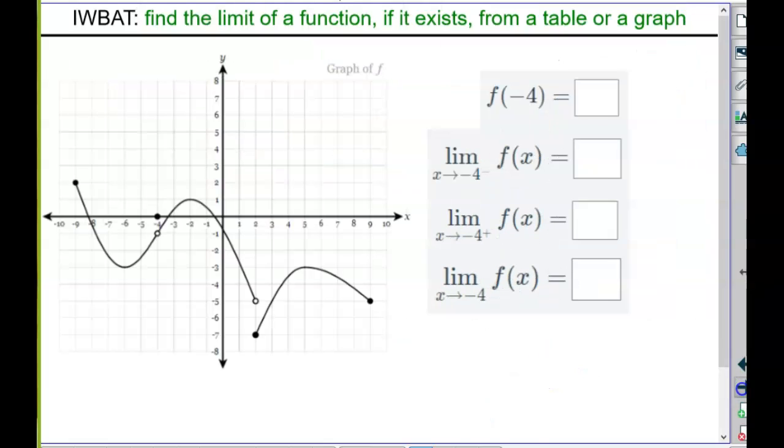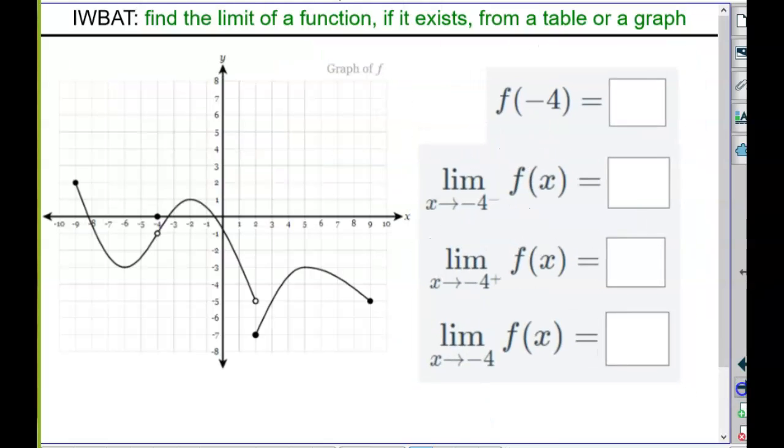Okay, I'd like you guys to try this one. If you want to write this down, you can, but I'd like you to just answer it. I'd like you to find these 4 values based off of the graph provided. So I'm going to use highlighters here. Let's deal with the point itself. Notice, there is no word limit here. This is the location. Where is the location when x is negative 4? Where's the dot? So that's equal to 0.